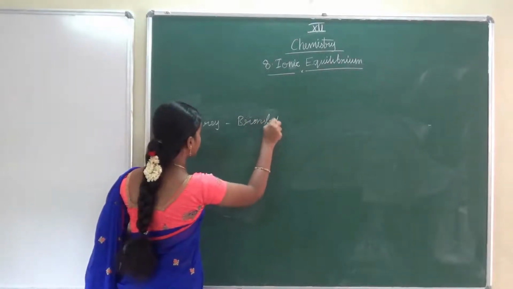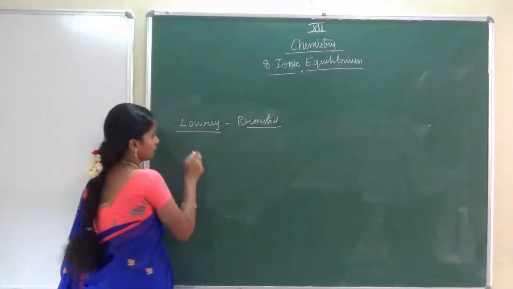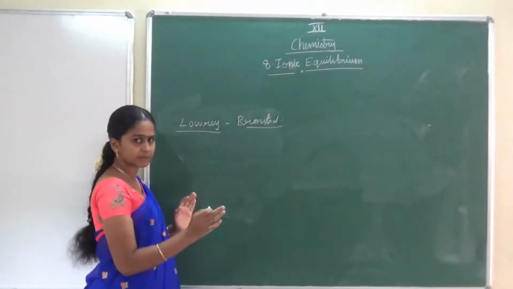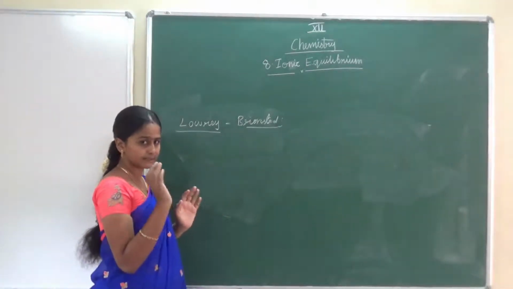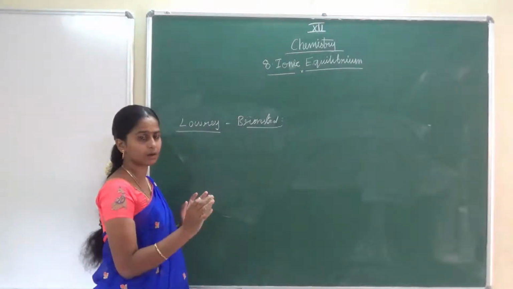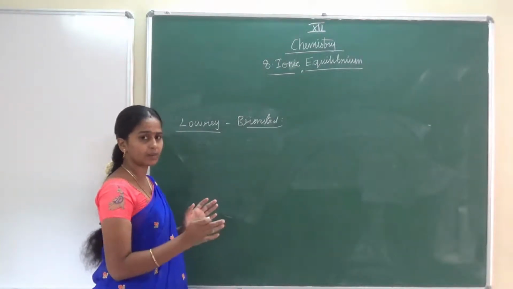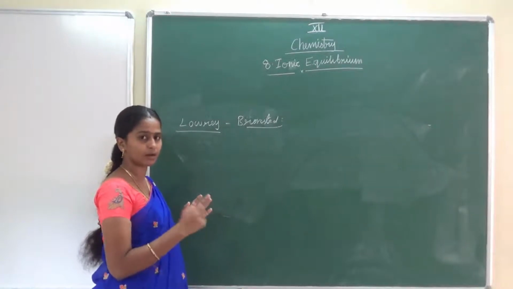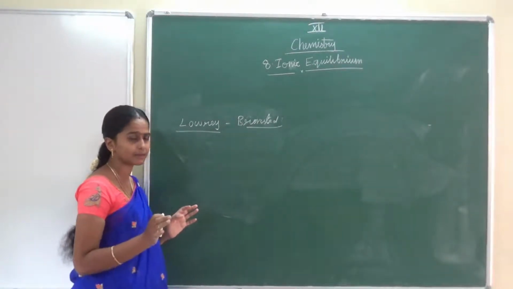According to this Lowry-Bronsted theory, any compound which releases H plus, that is H plus means what? Proton. Okay, so any compound which releases proton is called an acid. Any compound that receives proton is called a base. Okay, very simply he is giving an idea.